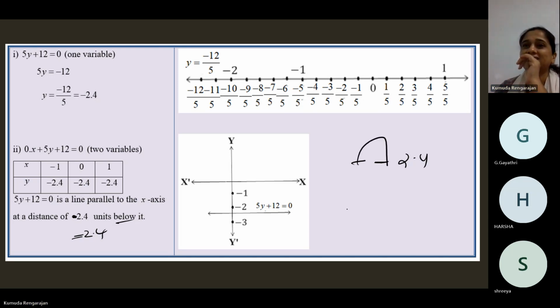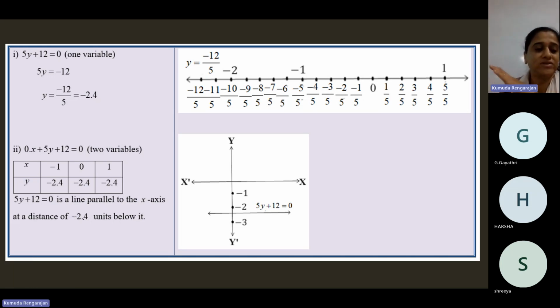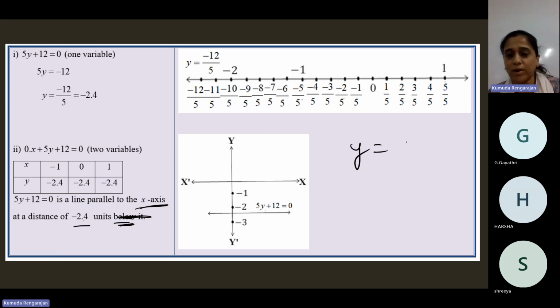So like that. Don't do that. Actually, if it is minus 2.4 units, this word below is not needed. But sometimes I'll give you both minus 2.4 and below. Don't get confused. Parallel to the x-axis means y is equal to, distance is 2.4 and it's below, meaning negative. That's all. Minus 2.4 and above it is a printing mistake, the statement itself is meaningless. Can't be above and negative.